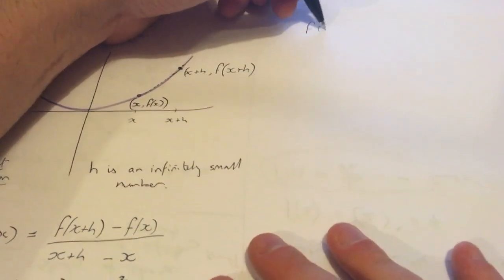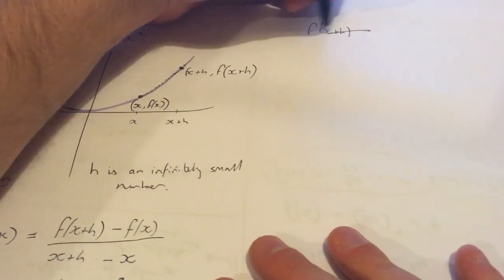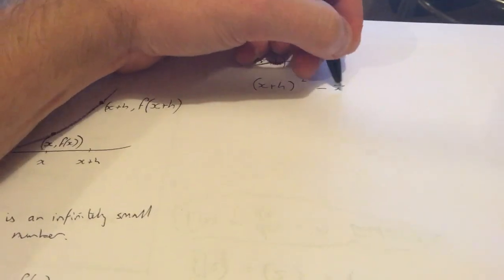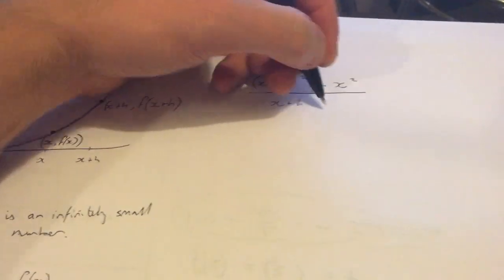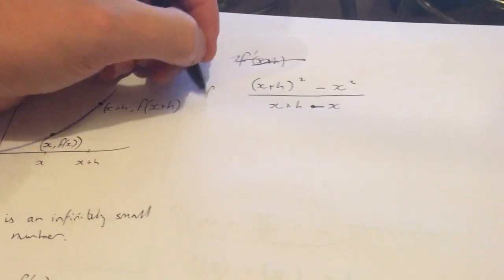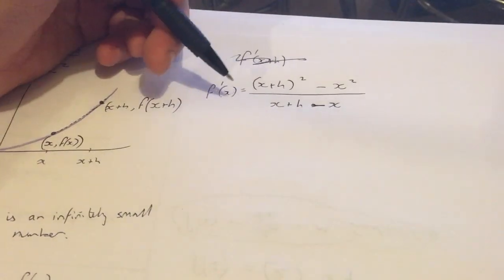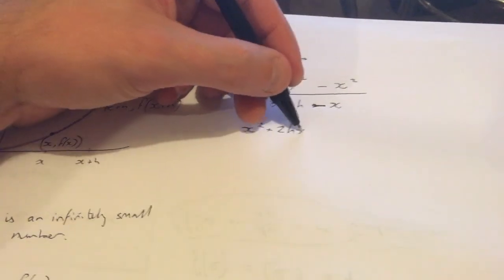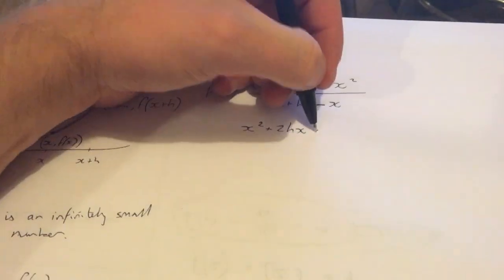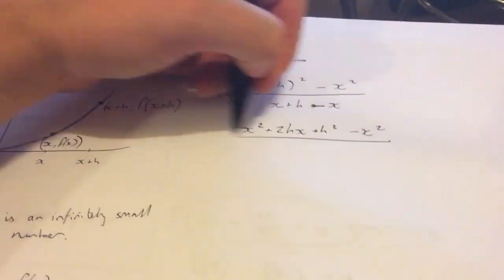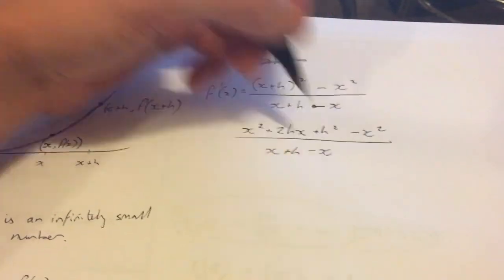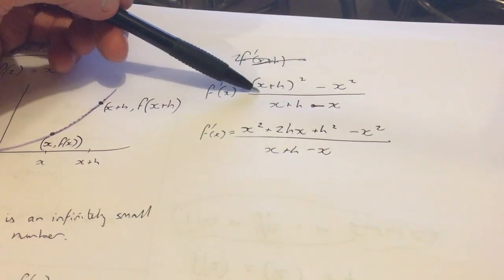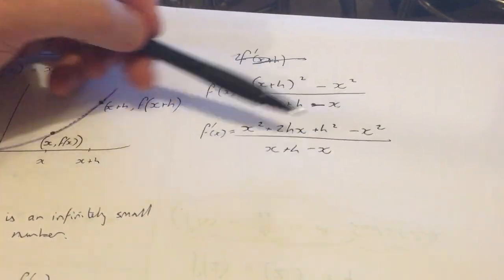So let's write this up again. f of x plus h, x plus h squared minus x squared over x plus h minus x, and that's going to be our gradient function. So if we expand the top, we get x squared plus 2hx plus h squared minus x squared, all divided by x plus h minus x. And then we can try and go through this simplified thing. So all I've done, expanded the top, subtracted x squared, and wrote it out again.